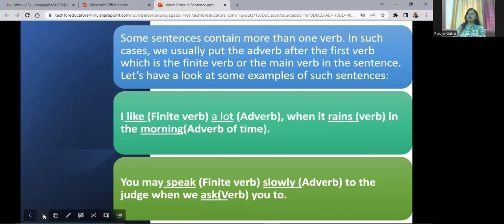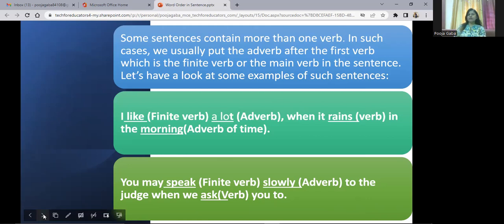Now rains is another verb here, but the main verb, or the finite verb, is like. So this adverb will come after the finite verb. I like a lot when it rains in the morning. And here we have morning as an adverb of time, which will come at the end of the sentence.